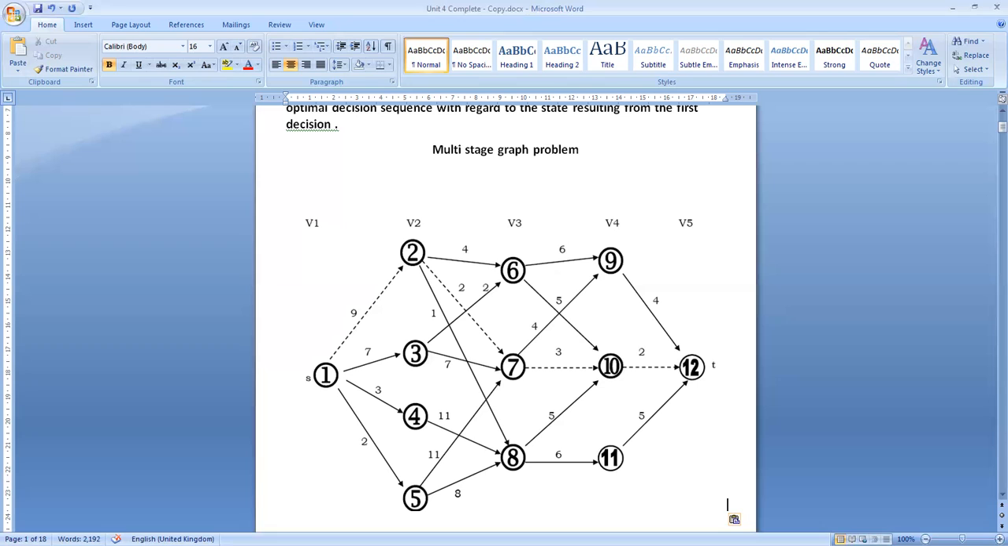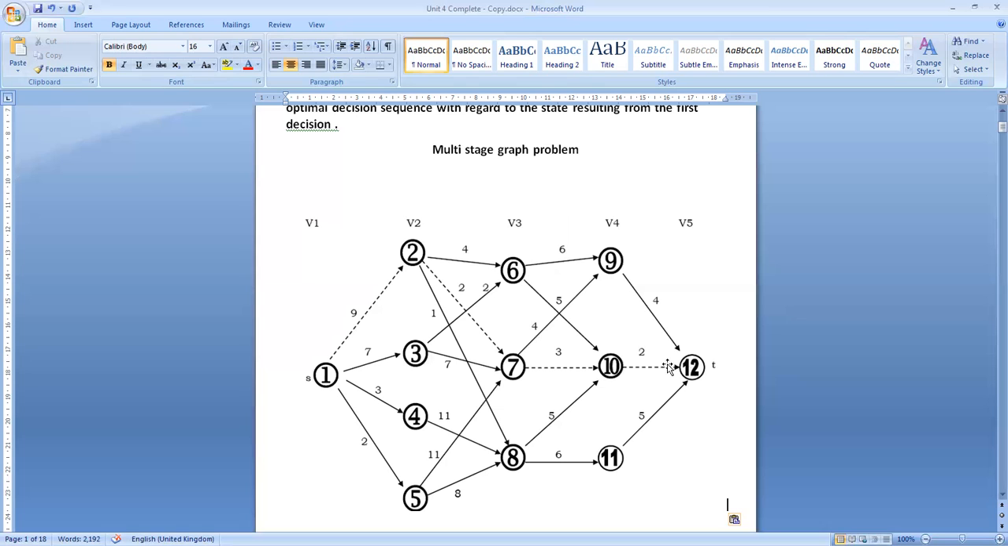So that is the basic idea behind this multi-stage graph. Now, what is the problem here? The problem is to find the minimum cost path from the first vertex to the last vertex. That is, to find the minimum cost path from a vertex in stage 1 to the vertex in stage k.